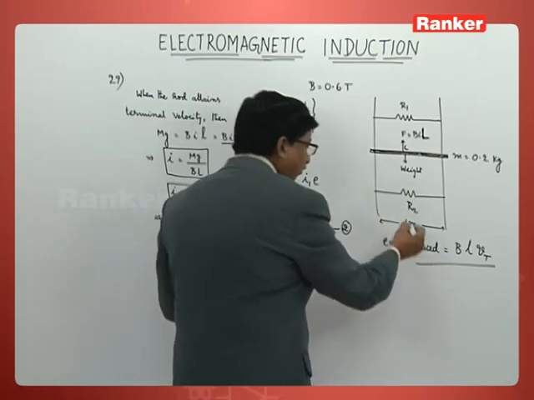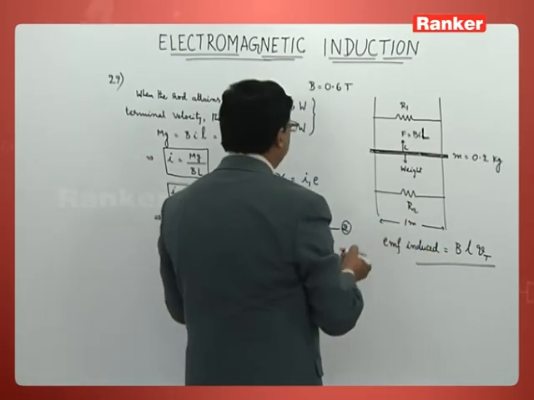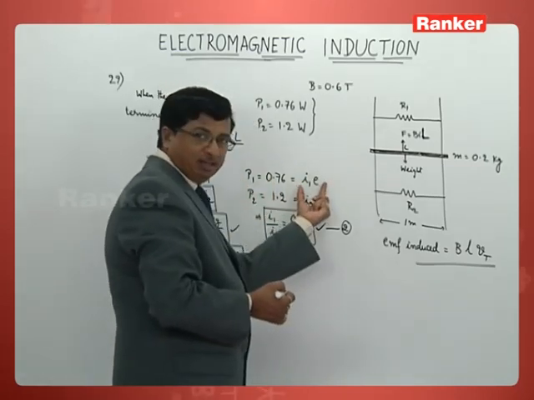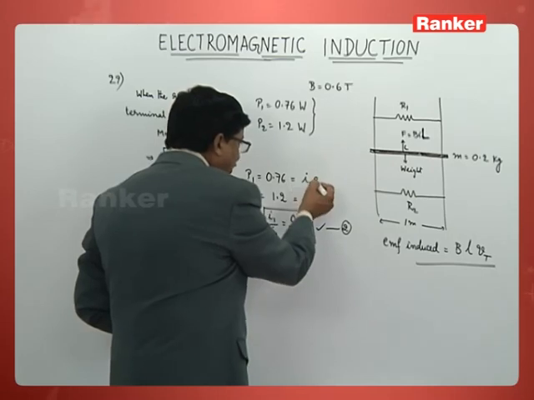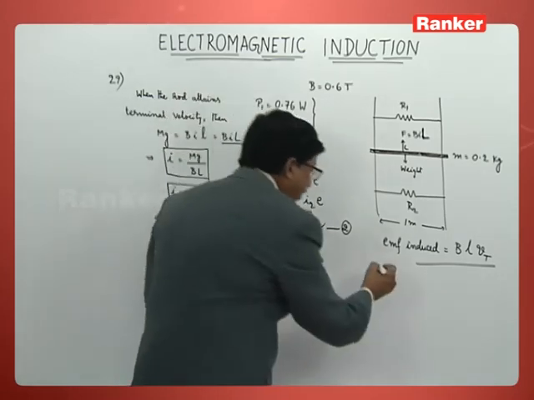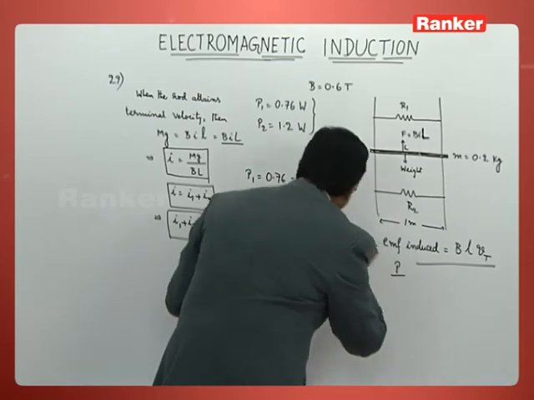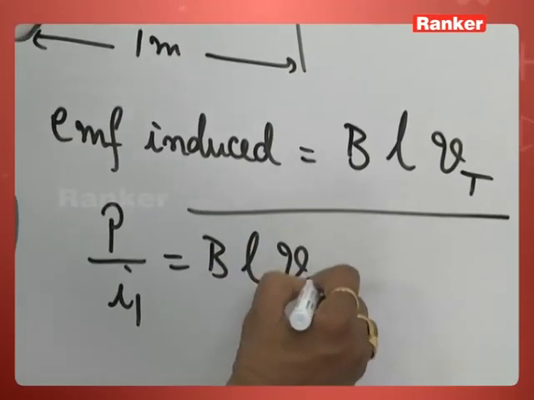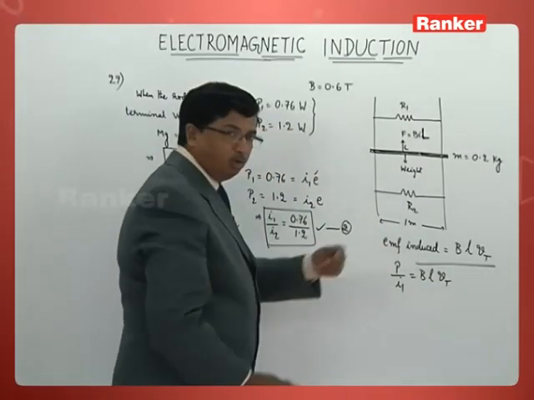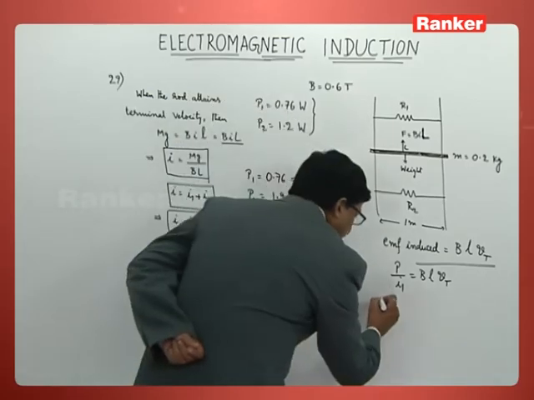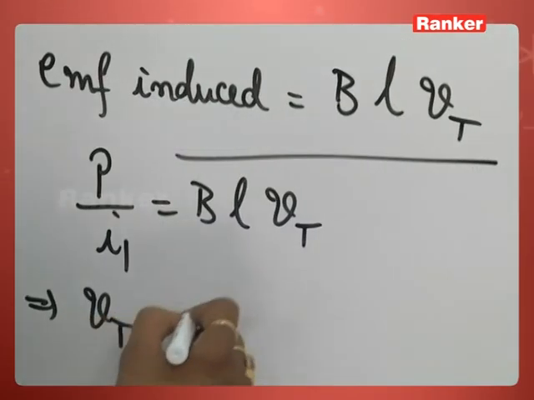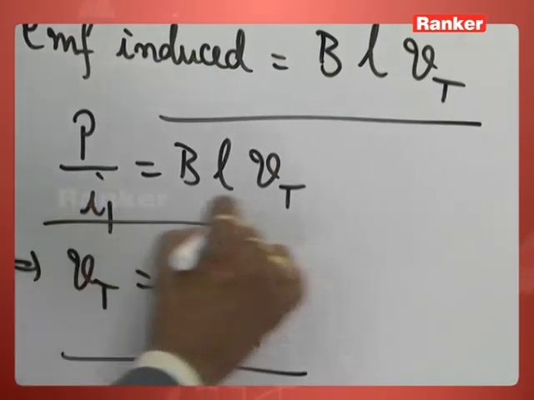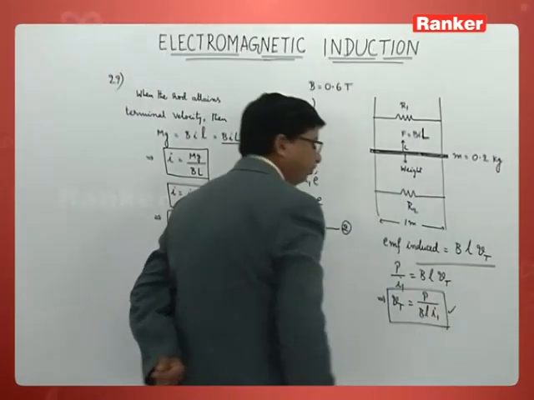Whatever induced EMF you are getting, how do you get induced EMF here? It is P1 equals I1E. After getting the value of current, you can calculate induced EMF. So induced EMF is P by that value of I1, which is equal to BLVT. And what is that VT to be called? Terminal velocity. So you can write directly, terminal velocity is equal to P by BL I1. This is the formula for terminal velocity.